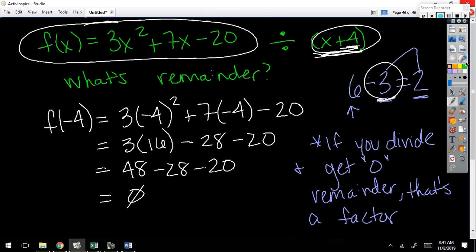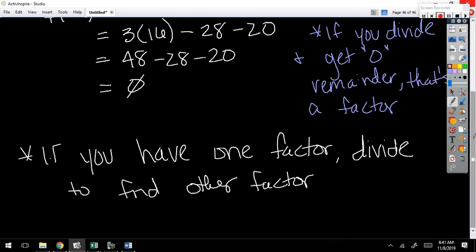So what I can conclude from this is, if f of k equals 0, so if I plug it in and I get 0, that means I divided by x minus k and there was no remainder. Then if f of k equals 0, x minus k must be a factor.